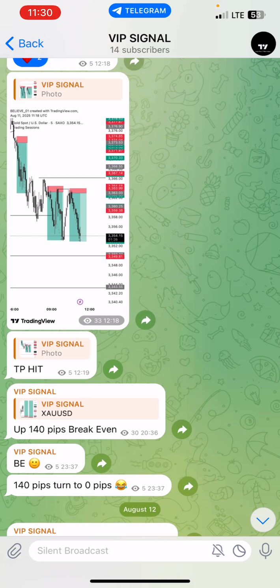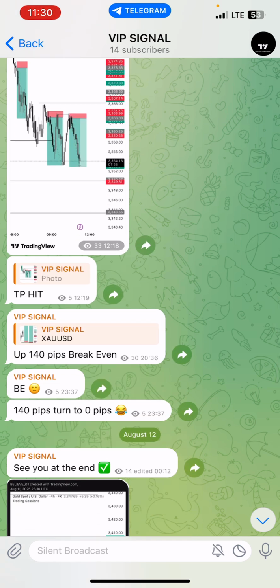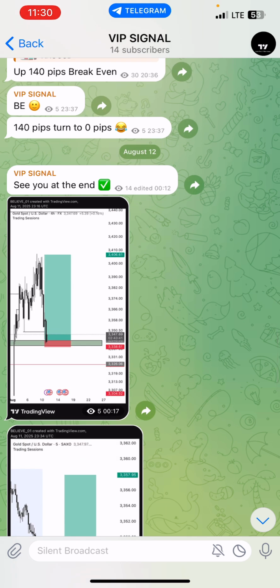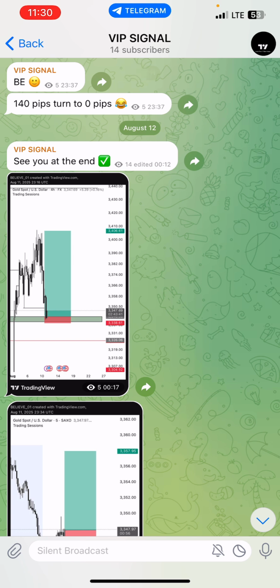Then, okay, there was a trade I had break even. I sent the signal, but we were up 140 pips. But we went break even, so I left it alone. I didn't count it as usual. It hit break even, so it left us.